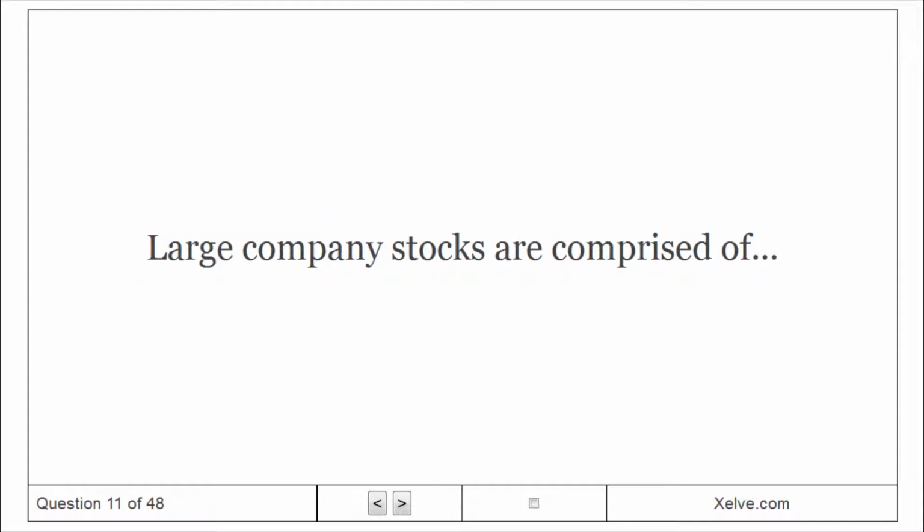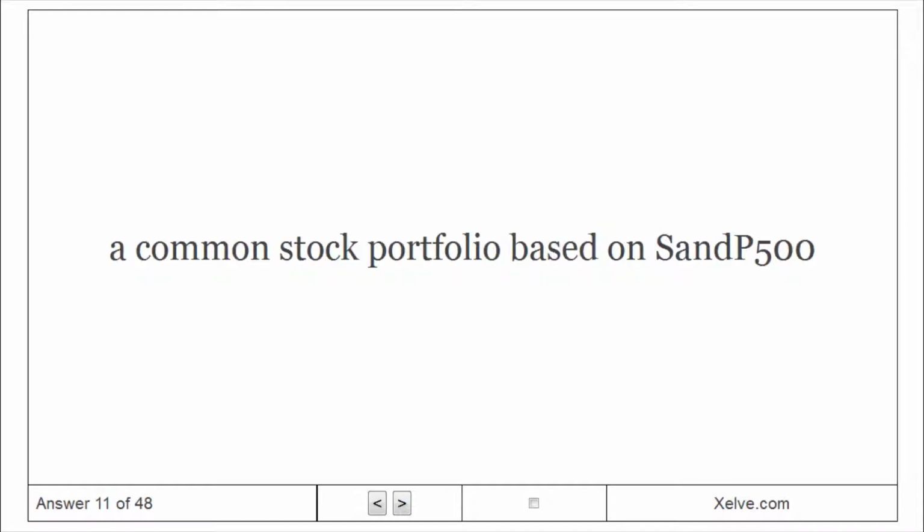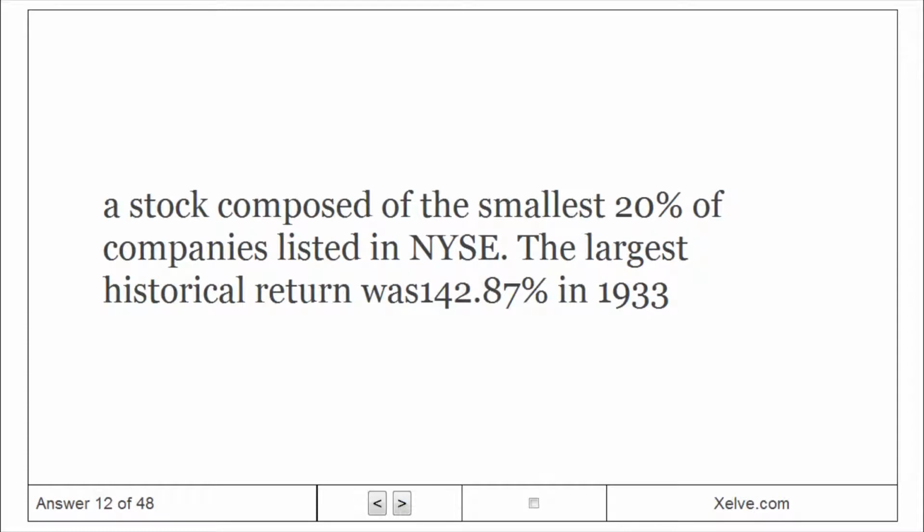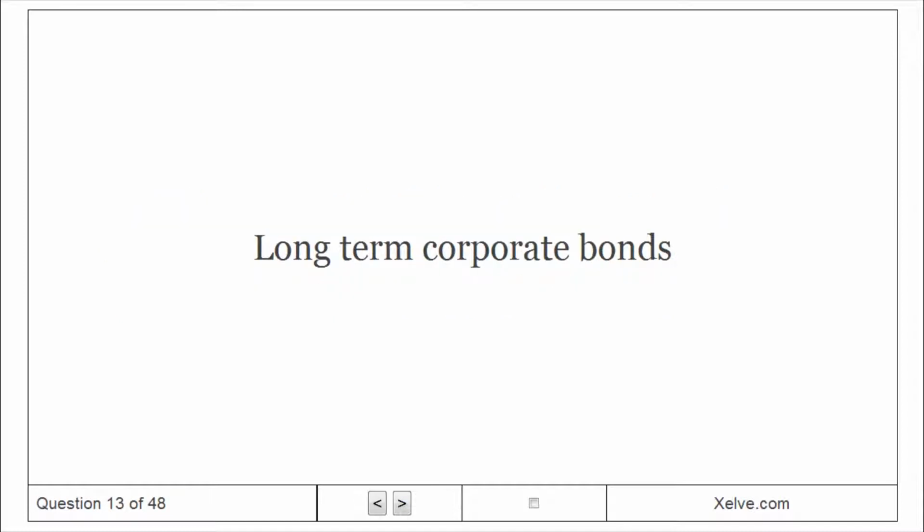Large company stocks are comprised of a common stock portfolio based on S&P 500. Small company stocks: a stock composed of the smallest 20% of companies listed in NYSE. The largest historical return was 142.87% in 1933. Long-term corporate bonds.